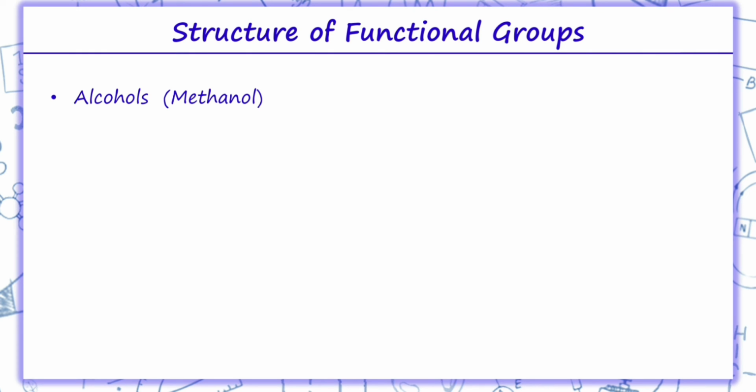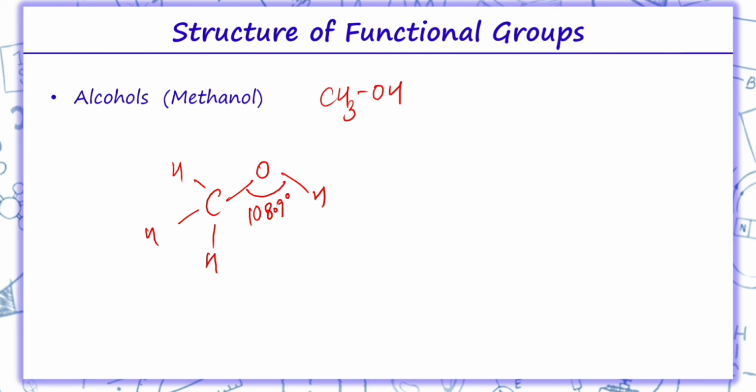Now moving on to the structure of these functional groups, that is the structure of alcohols. In alcohols basically we will discuss the structure of methanol, then phenols, and then ethers. So drawing the structure of methanol, we have CH3OH, like this, O and H. The angle between them is 108.9 degrees, and the length of the OH bond is 96 picometer, and the CO bond length is 142 picometer.